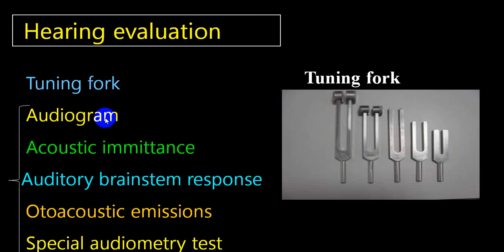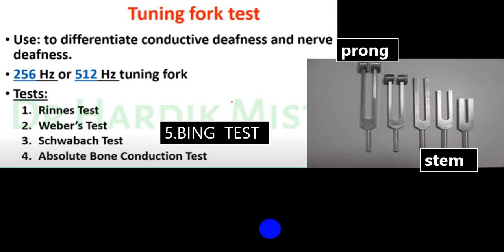While for a sophisticated or electronic instrument, tests like audiogram, acoustic immittance, audiometry, brainstem response, otoacoustic emission, speech audiometry, etc. can be done, and that is done by the ENT group of people. As far as the tuning fork test is concerned, most commonly done are Rinne's test and Weber's test. Occasionally you perform Schwabach's test or Bing test or absolute bone conduction test, etc.